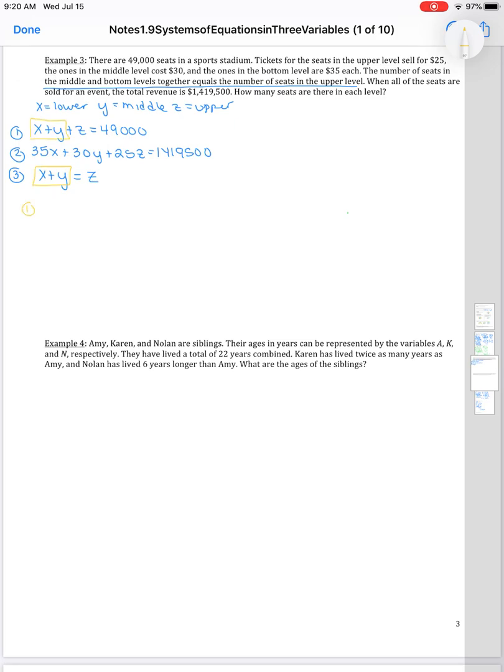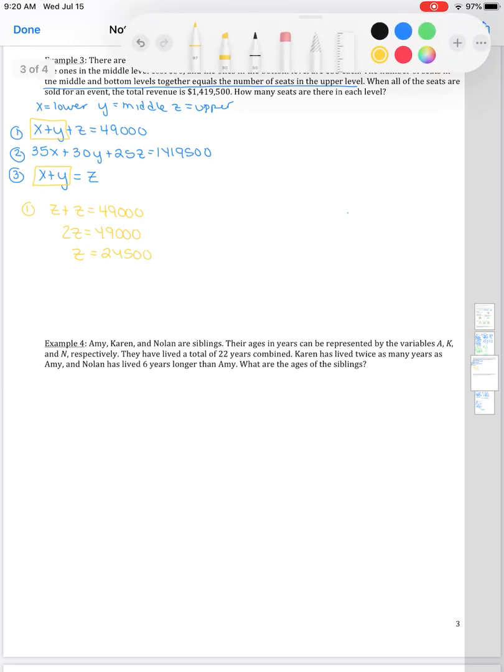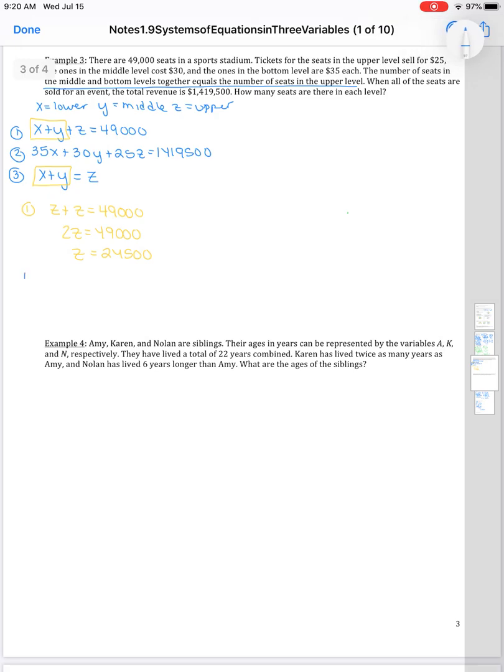When you have a system with three variables, there has to be three equations. The first thing you notice is we have X plus Y here, but we also have X plus Y here. So what I'm going to do is take equation number 1 and sub in that Z value. And that'll allow me, I only have one variable. So now I'm going to solve for Z. And I get 24,500.